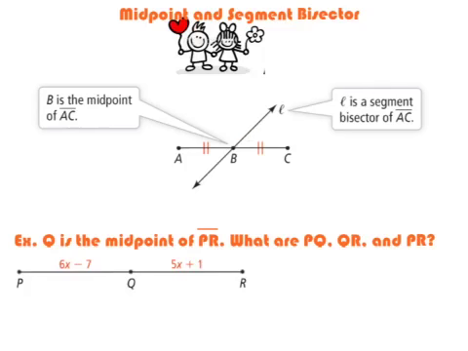Alright, so example, Q is the midpoint of segment PR. So knowing that Q is the midpoint, because it's stated here, I know that this segment PQ is congruent to this segment QR. And since they're congruent, then I know that the lengths are equal. So my question asks me, what are the lengths of PQ, of QR, and PR? So the first thing I need to do is solve for x, and then I can answer those questions.